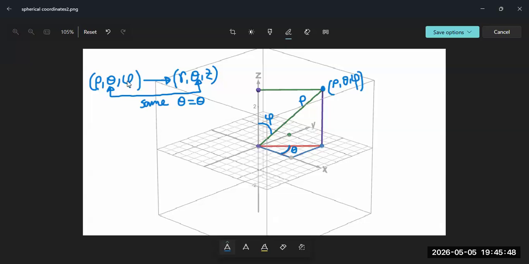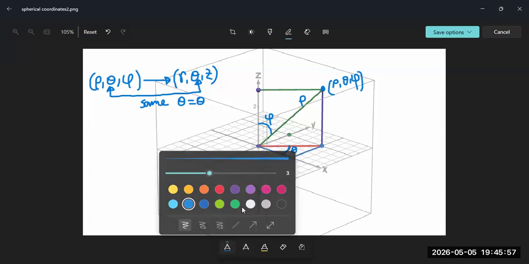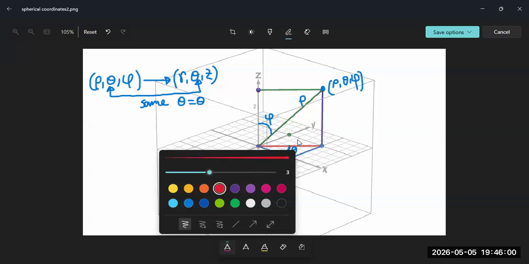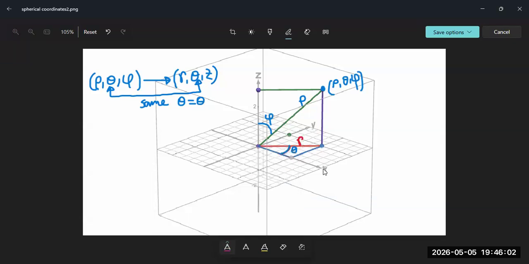Now, we have 3 parameters, rho, theta, and phi, and need to calculate the r and z values. We know the r value in cylindrical coordinate system is this red distance. And this particular height, this is also the z. This is the distance, the height from the xy plane to that point. So that is our z value. We want to calculate these 2 red colored parameters r and z using rho, theta, and phi.